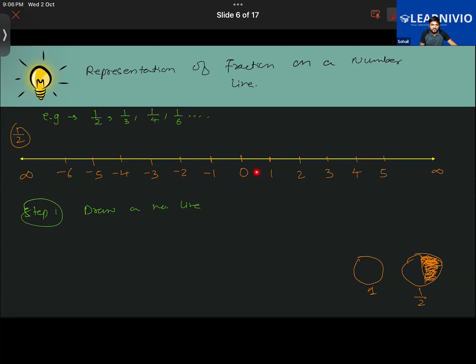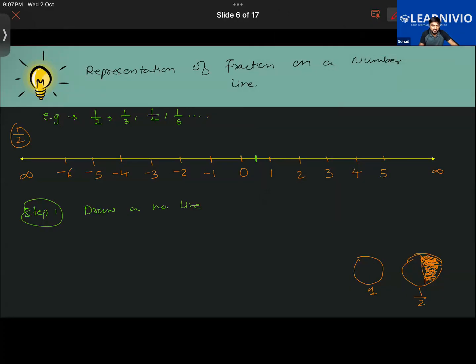Further, now we are going to divide the gap here into two equal parts. Why? Because the denominator is 2. Getting it now? The denominator is 2, so we are going to divide it into two parts. How do we divide it into two equal parts? By marking a middle point between 0 and 1. Let's mark the middle point here.